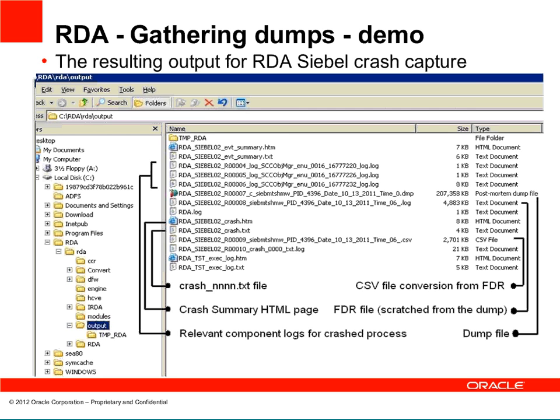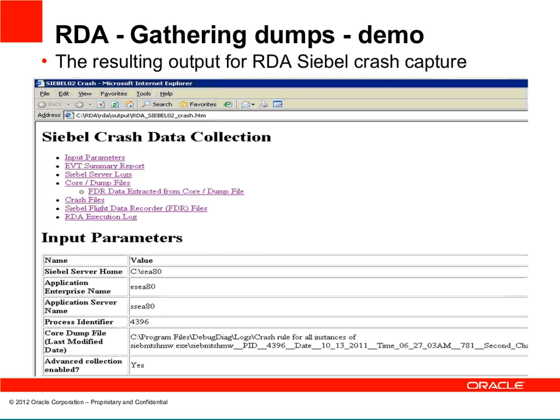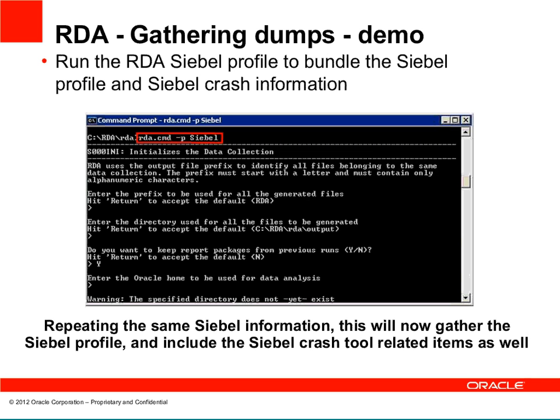Okay, if you open up the HTML output, this is the page that you see, where we see essentially hyperlinks to the various elements of the crash. So essentially RDA is saving us the job of manually going to look for things. It's gathering them all up for us. Then you can also perform the gathering process by running just the standard Siebel profile for RDA, which will bundle up a much broader diagnostic snapshot of the Siebel server and the Siebel enterprise, as well as gathering the Siebel crash information.